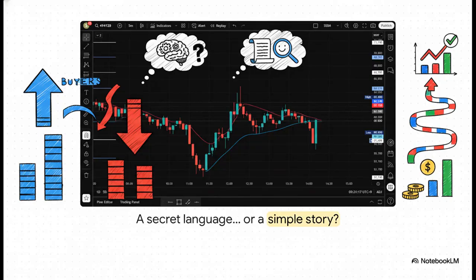Okay, take a look at this. At first glance, it's just a bunch of red and green blocks on a screen. Kind of intimidating, right? But here's the thing. This isn't some secret language reserved for Wall Street pros. Nope. It's actually a visual story about a constant battle between buyers and sellers. And I promise, by the time we're done here, you'll know exactly how to read it.